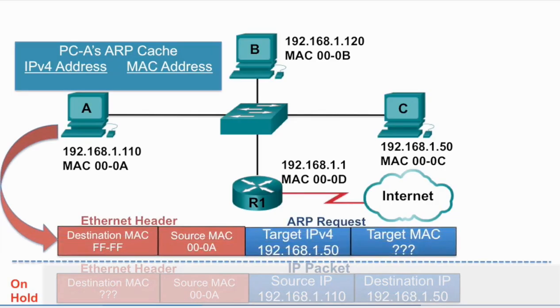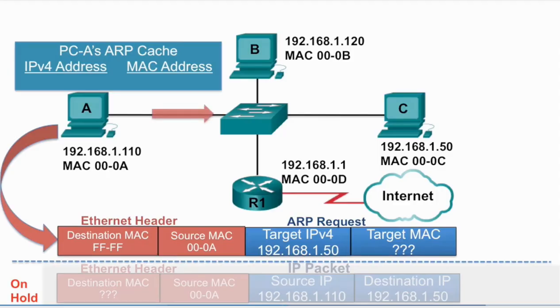request. The ARP request contains the target IPv4 address. This is the IPv4 address which is known by PCA, and the target MAC address, which is unknown. This is what PCA is wanting to find out. The ARP request is sent as a broadcast, so everybody on the network will need to examine this Ethernet frame and process the ARP request.